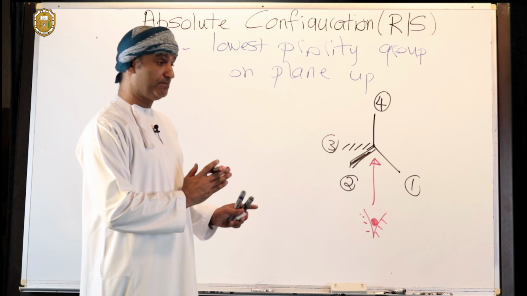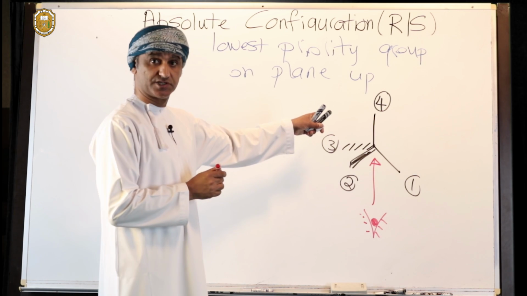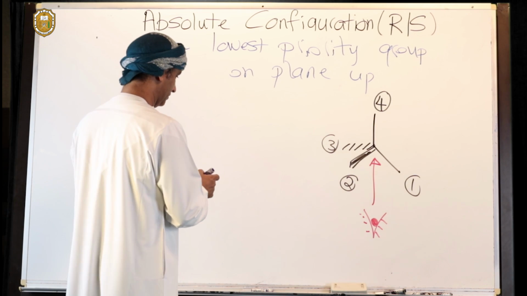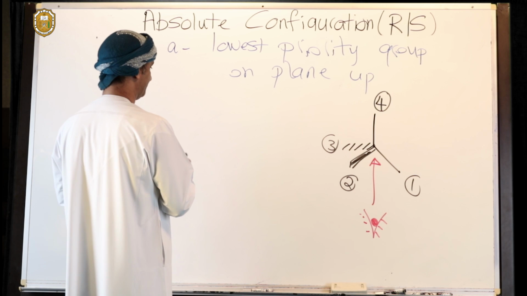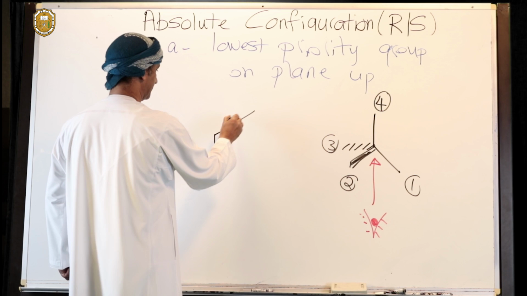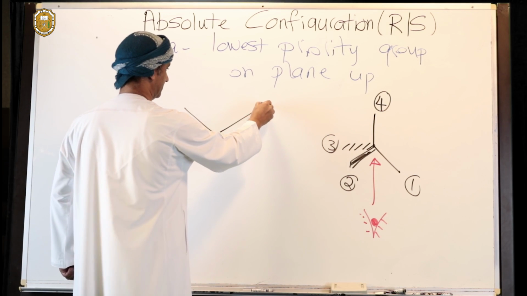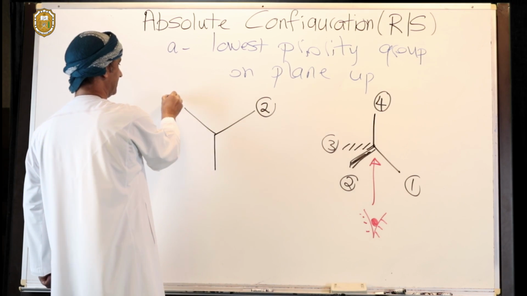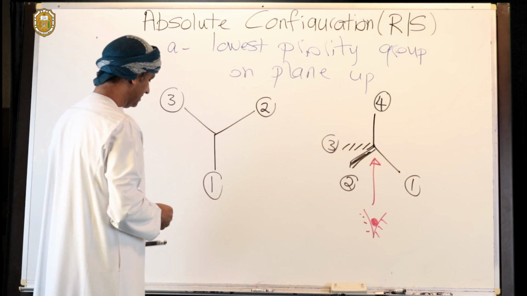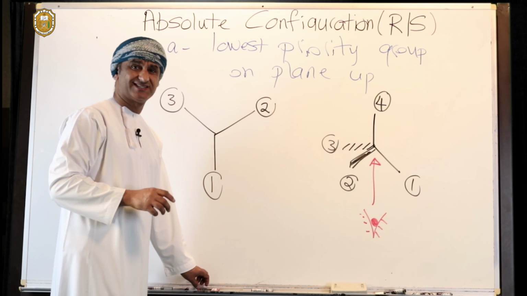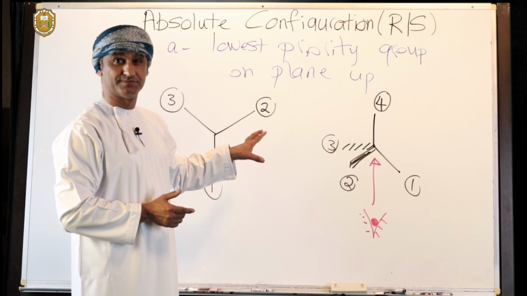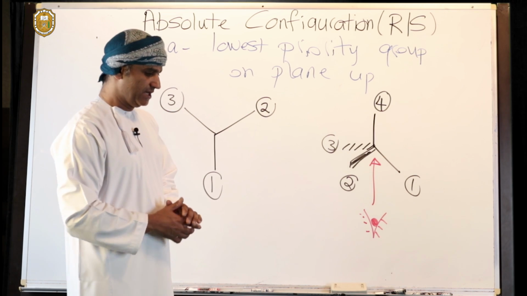If we look opposite to group number 4, and the way it's drawn now on the plane, what do we get? Well, if we look from below, we get something like this. So that's 2, this is 3, and this is 1. The idea is basically you don't see number 4, the lowest priority group, and then you have 3 groups, basically 1, 2, and 3. Now, it's something like this.